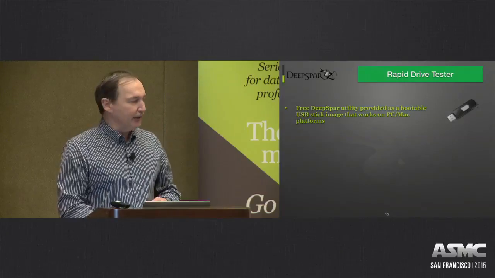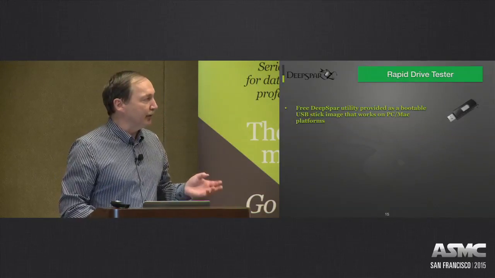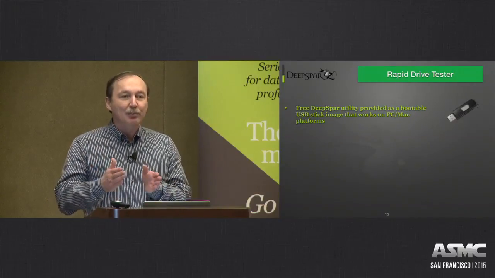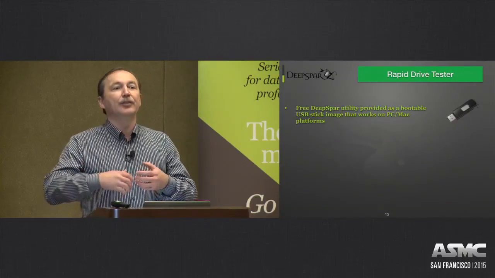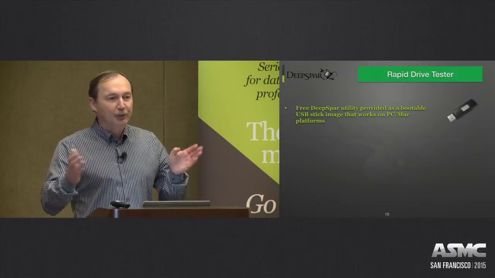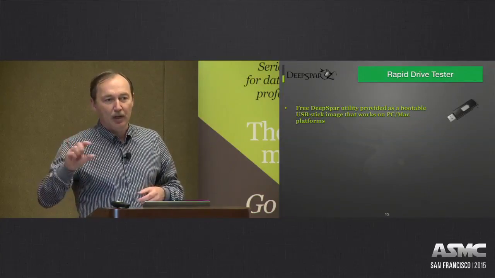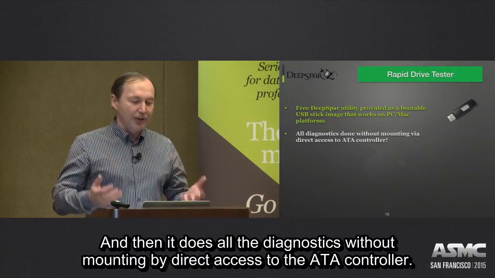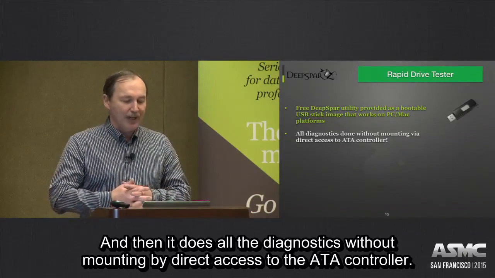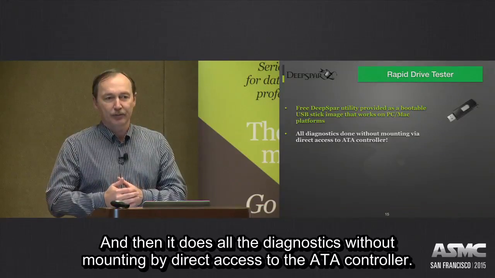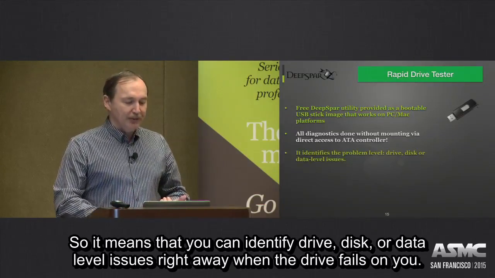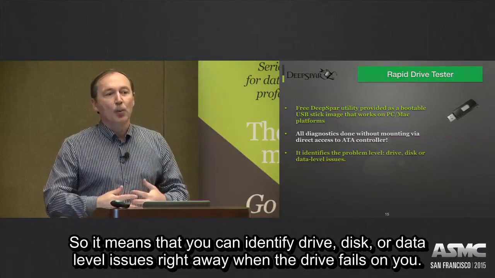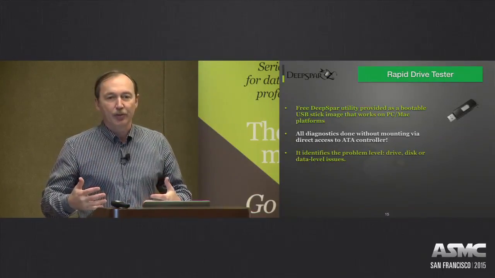Okay, so once again, it's a free DeepSpar utility provided as a bootable USB stick image. You can download that image from our website and just write it using any imaging tool to any USB stick. Then it does all the diagnostics without mounting, via direct access to the ATA controller. What it means is that you can identify drive, disk, or data level issues right away when the drive fails on you, okay?